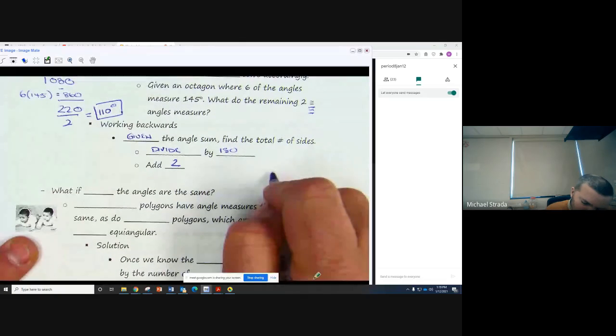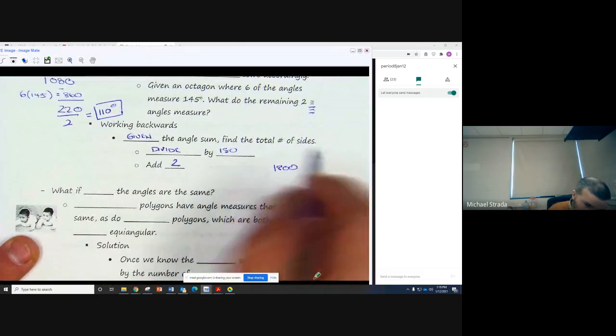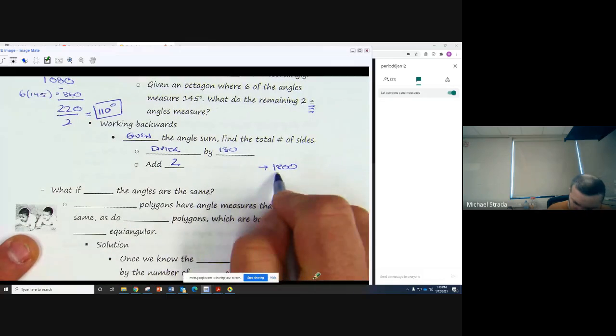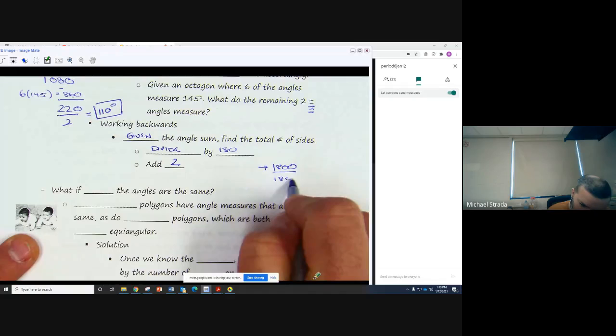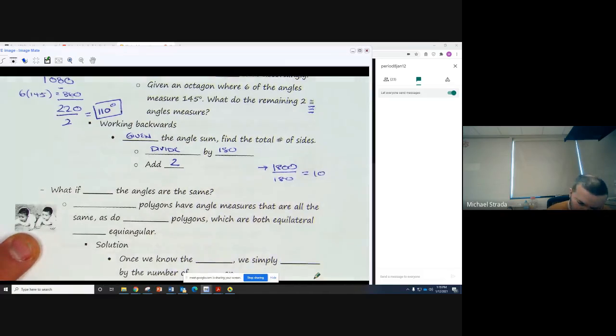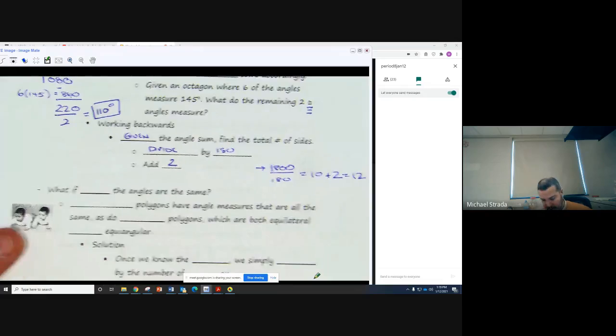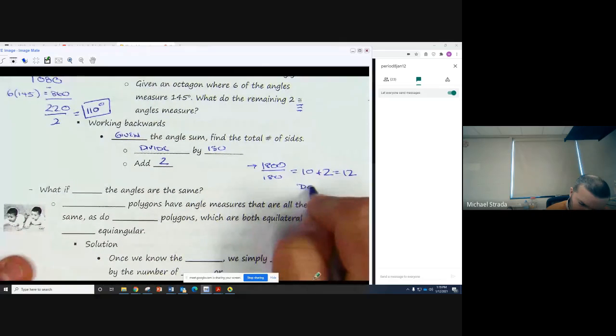So if they tell you the angles of a polygon add up to 1,800, you simply divide by 180 to get 10. You then add 2 to get 12. So that polygon has 12 sides. Better known as a dodecagon.